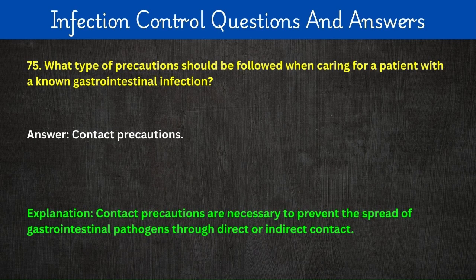75. What type of precautions should be followed when caring for a patient with a known gastrointestinal infection? Answer: contact precautions. Explanation: contact precautions are necessary to prevent the spread of gastrointestinal pathogens through direct or indirect contact.